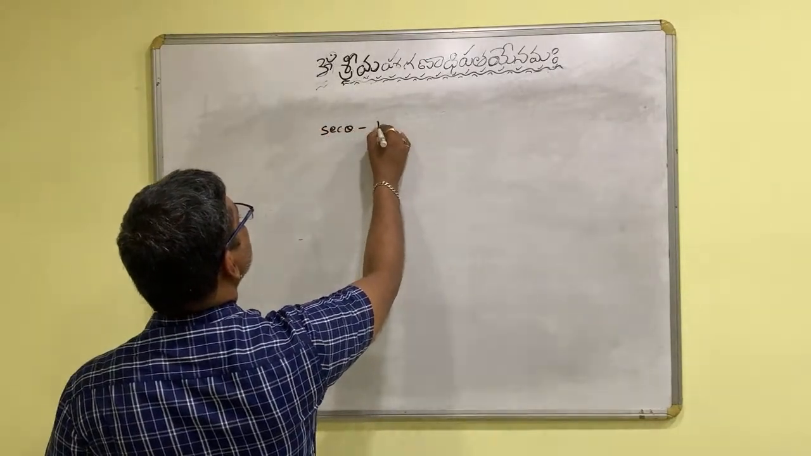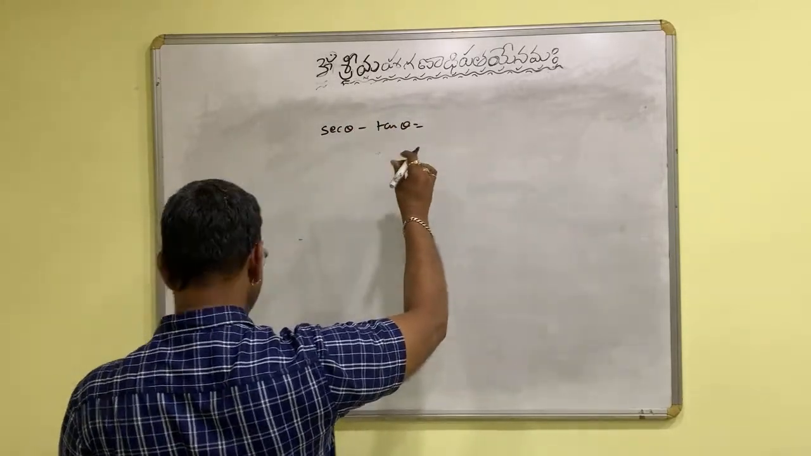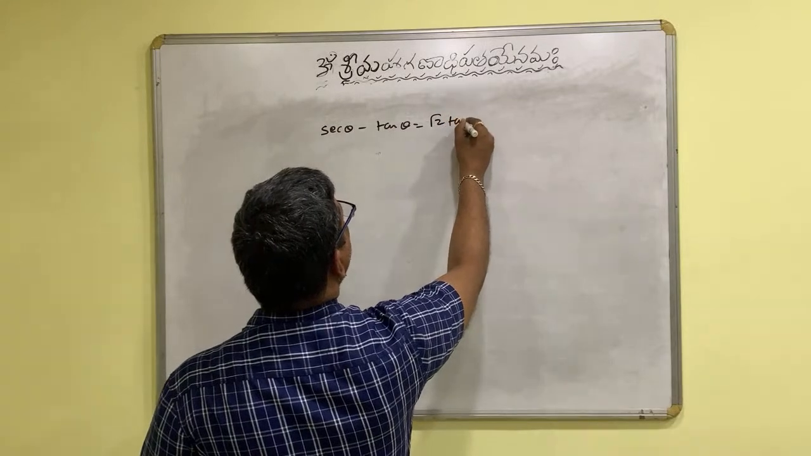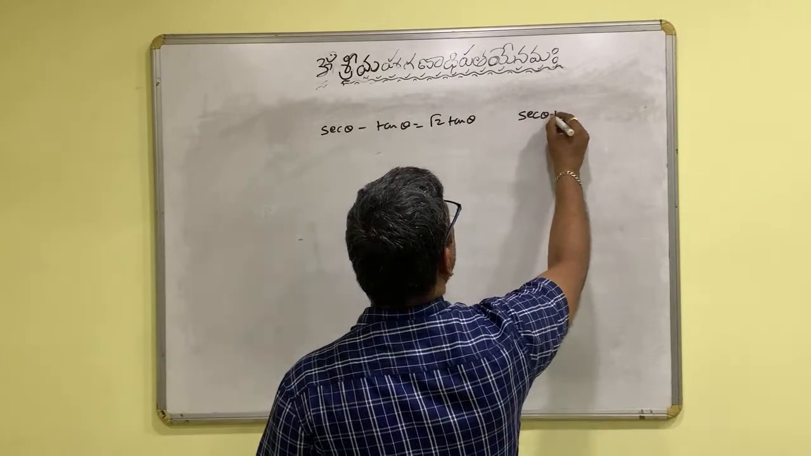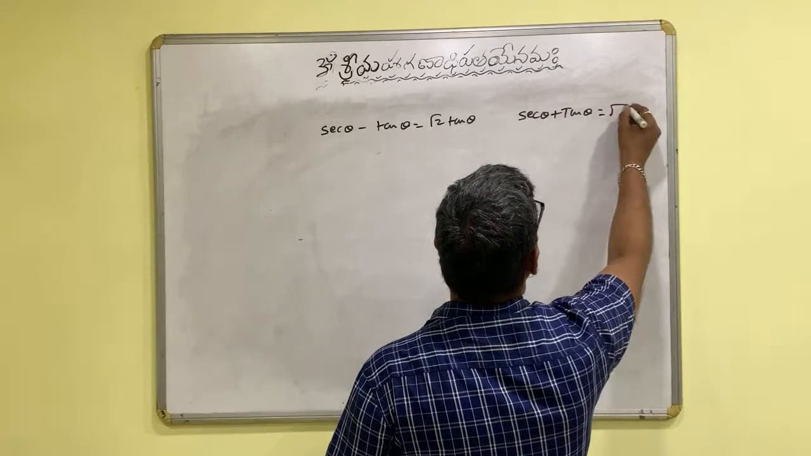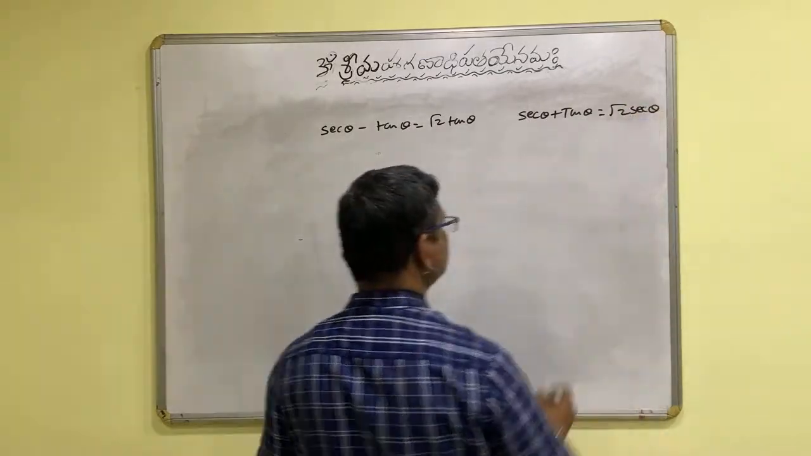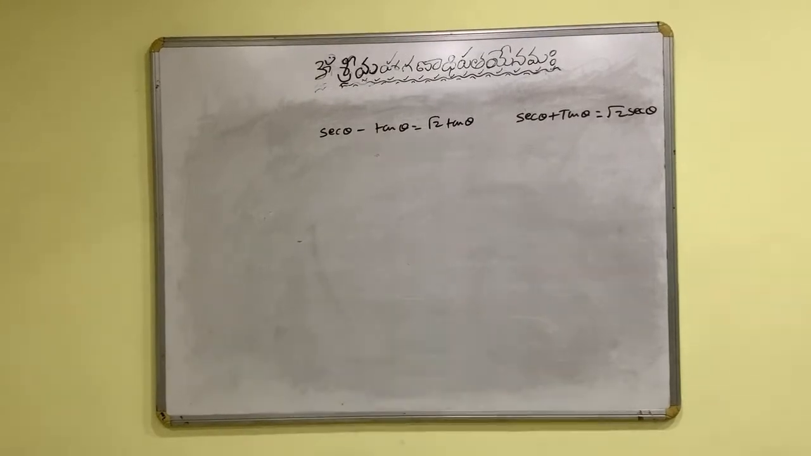Secant theta minus tan theta is equal to root 2 tan theta. And we have to prove that secant theta plus tan theta is equal to root 2 secant theta. Can you do this? Sir, we can subtract. What you will subtract, right?